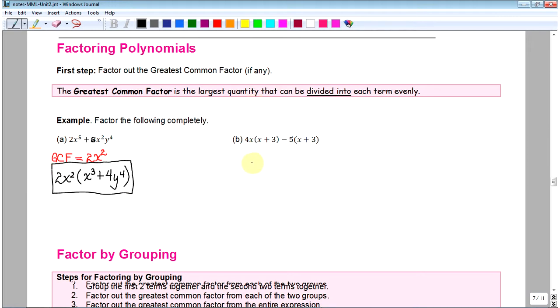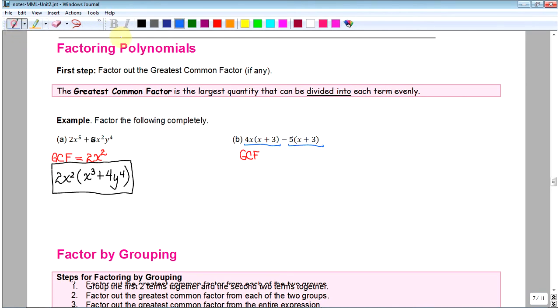Okay, let's look at example B. Okay, to factor this completely, again, we're looking for the greatest common factor. So if we start with our numbers, well, first let me make sure that you see that we have 2 terms. They just look a little bit different because one of our terms is in parentheses in this case.